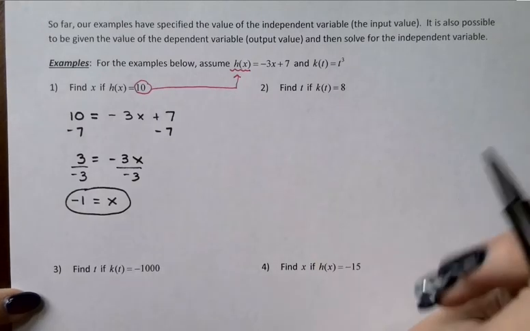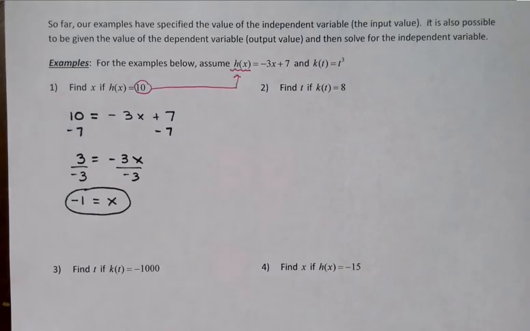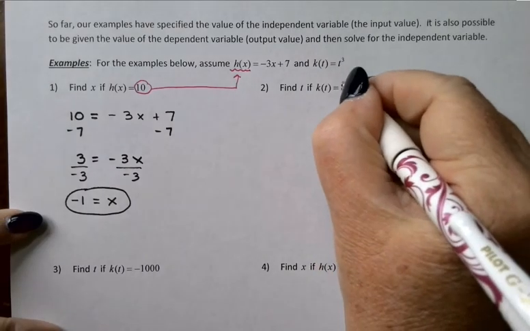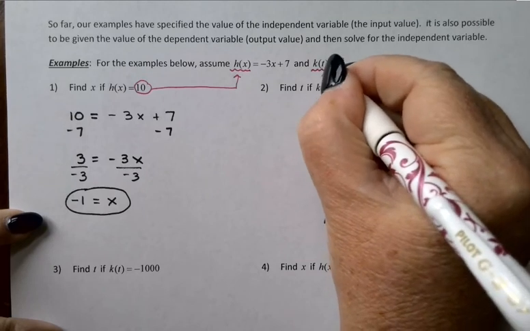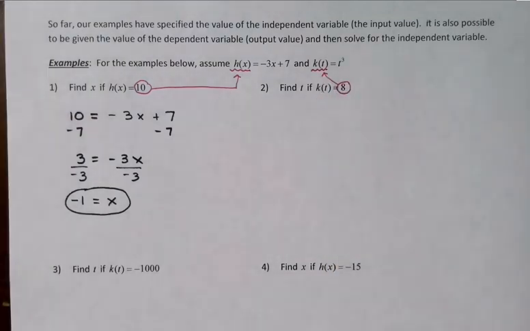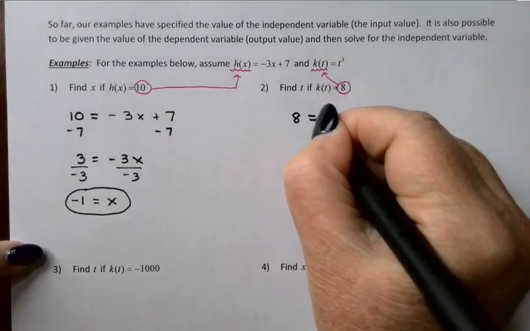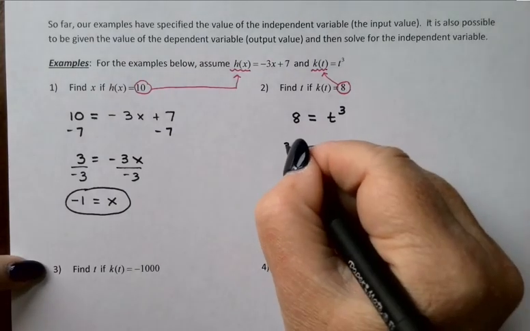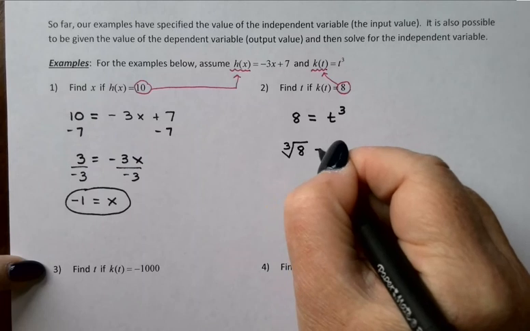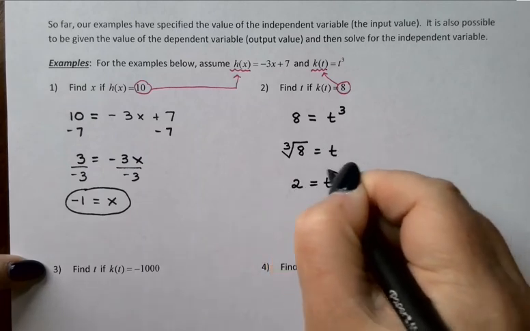In number 2, we'd like to find t if k of t equals 8. So again, I'm going to take this 8 and I'm going to replace the entire k of t with 8. So 8 equals t cubed. T would be the cubed root of 8 or 2. And I've found that t value.